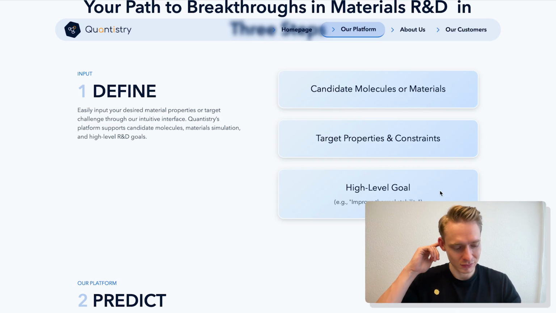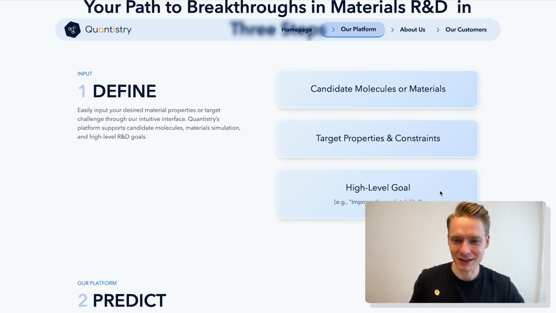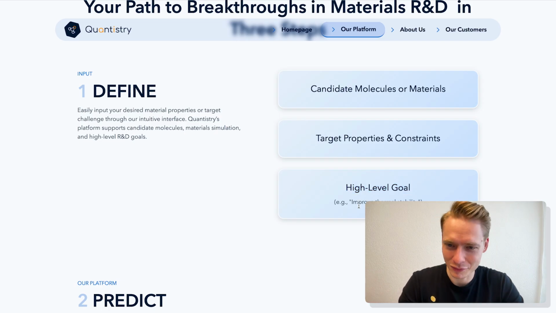Like, I don't know, I have an oven in the lab, but I can't use this and that. And you can also put high-level goals like improve thermal stability, and I guess then somehow this string will be translated into the properties and constraints, probably more like the target properties that you want to have, and that kind of goes back into selecting the candidate molecules and materials and then running the simulation here.